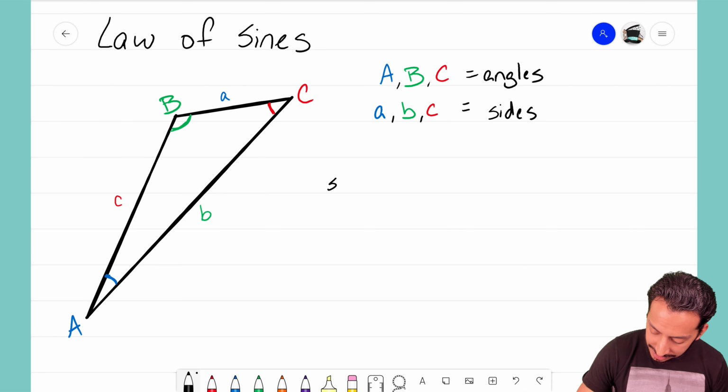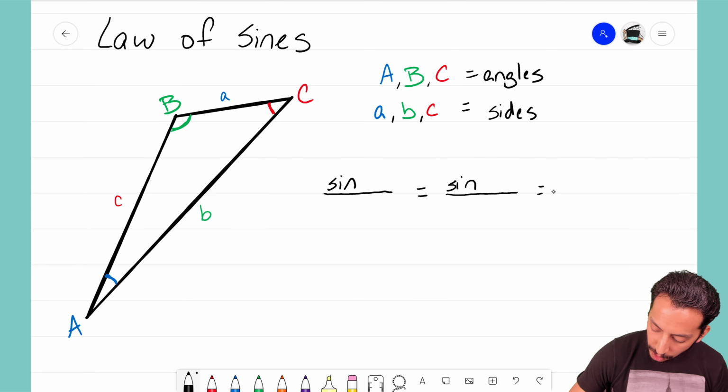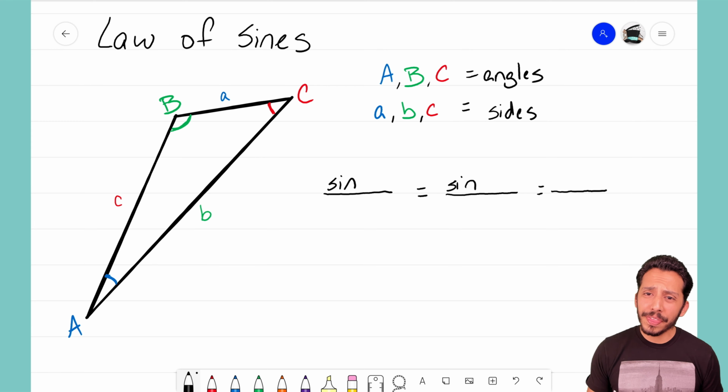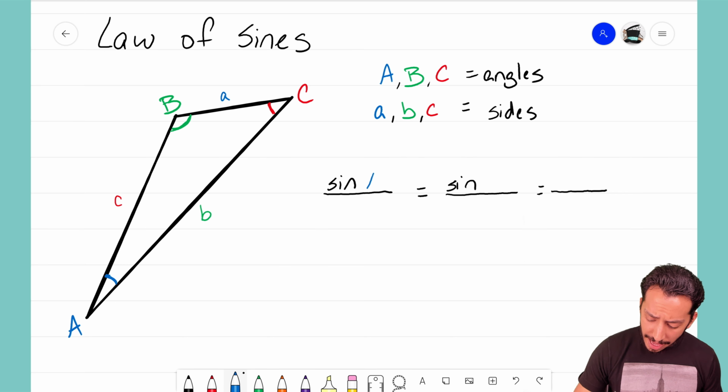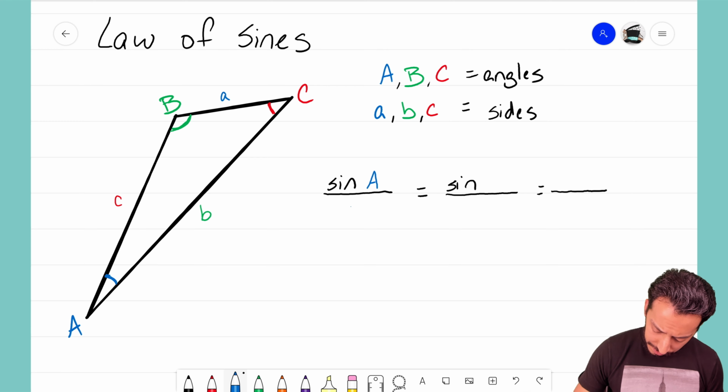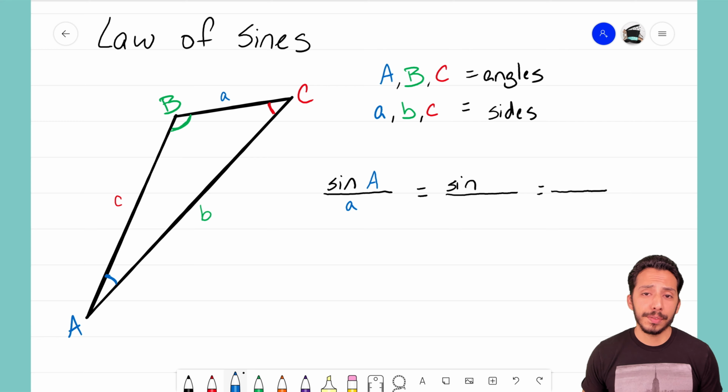So the law of sines is actually a bunch of fractions that are equal to one another that also use the sine ratio. We call it the law of sines because it uses the sine ratio. And what that is going to end up looking like is we're going to talk about how sine of A, so sine of this angle A, we're going to put that over the side opposite of A, or the lowercase a. And that's our first fraction.